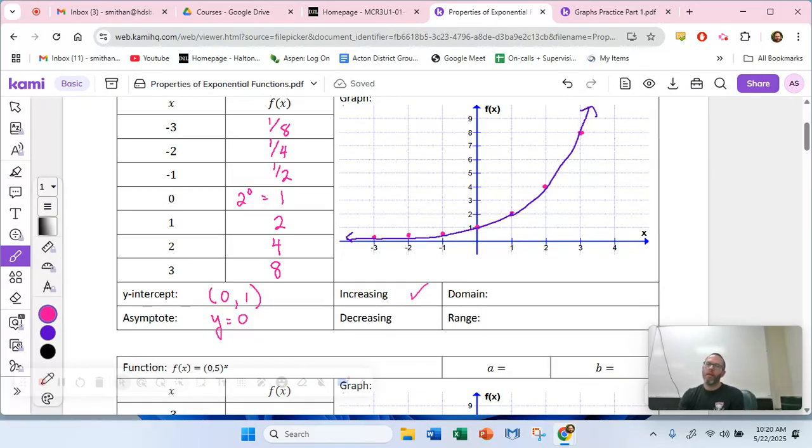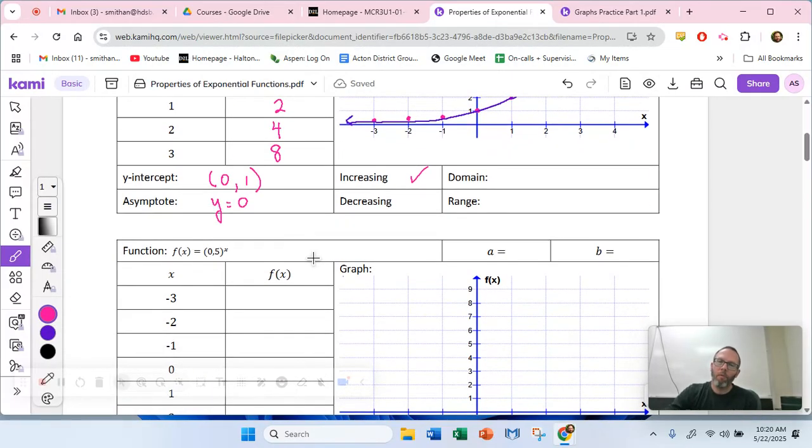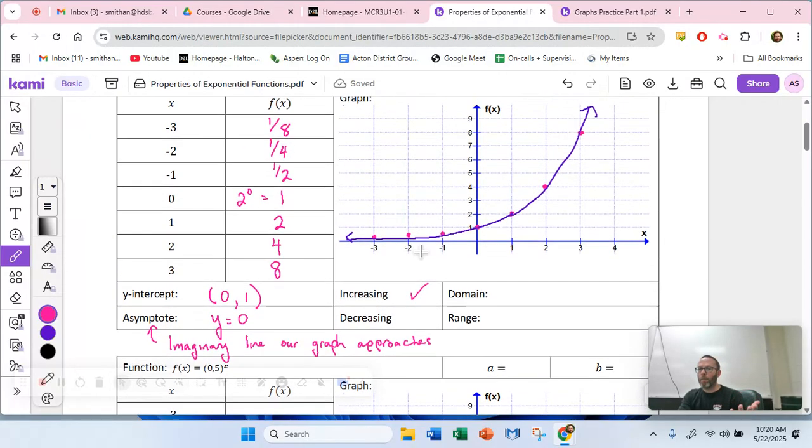So asymptote is, maybe I can just tuck this underneath here. It'd be a good idea for you guys. An asymptote is a, let's just say, an imaginary line our graph approaches. For those of you guys who take grade 12 functions next year, you'll kind of formalize that a little bit more. But for our purposes, it's fine. Okay, so this exponential function has a y-intercept of 0, 1. This one's increasing. Some new tech for you guys. It approaches this imaginary line, y equals 0.